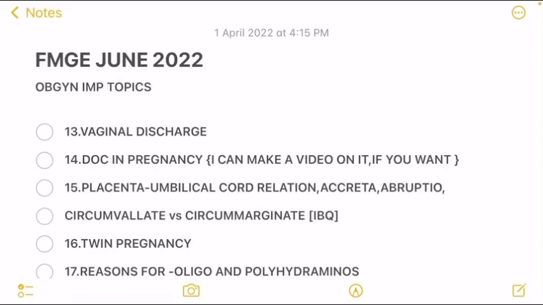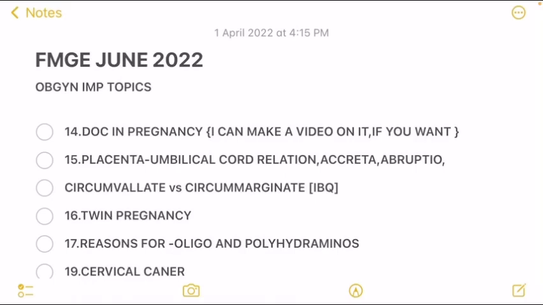Then drug of choice in pregnancy is very important. There are a lot of drugs used in pregnancy in various stages, and drug of choice should be known because most often they love to ask drug of choice in pregnancy.